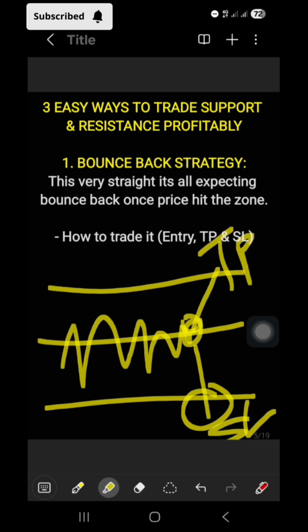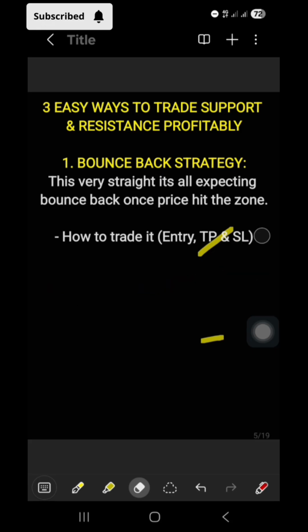The next support line will be your what? Your SL. Do you get my point? The current one you are trading will be your entry. Do you get the point clearly, guys? So that's how to trade that with ease. The next resistance line is your take profit. The next support line is your SL.